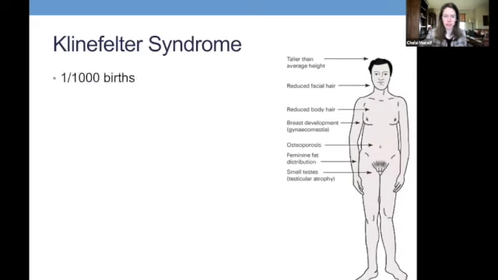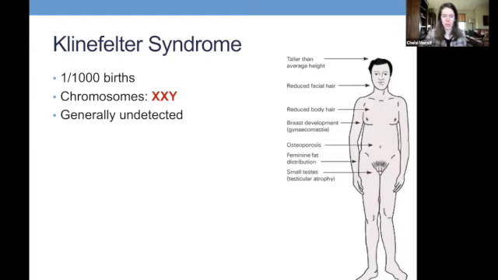Klinefelter syndrome. This one is a little bit more common than the other, so 1 in 1,000 births, and this would be an XXY chromosome. So a little bit of a combination of male and female characteristics in the physique of these individuals. It is strange that they're taller than average, I think, but if you're trisomy X, you're also taller than average, so it kind of makes sense.